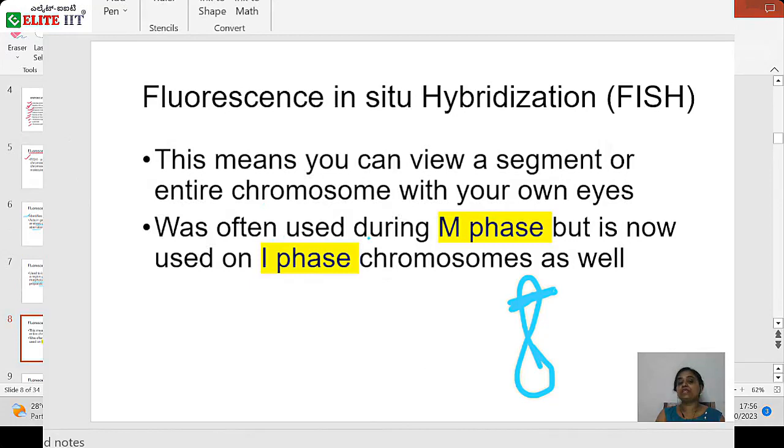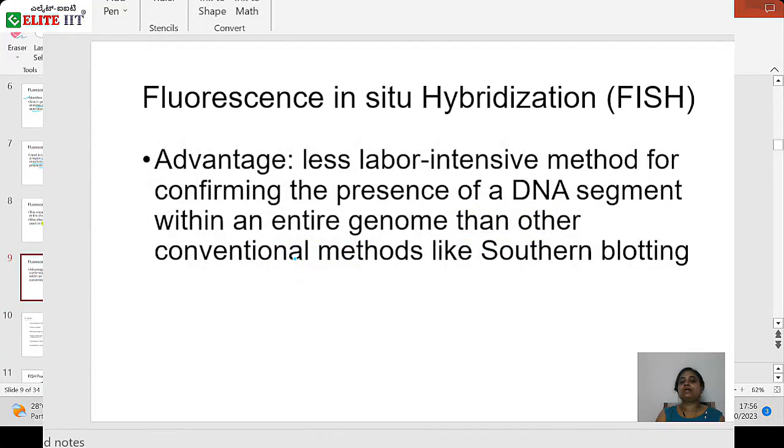It was often used during the M phase, metaphase, mitotic division. During the mitotic division, you can observe it in metaphase. But now it is used on interphase chromosomes as well. So you can use it in interphase as well as metaphase.